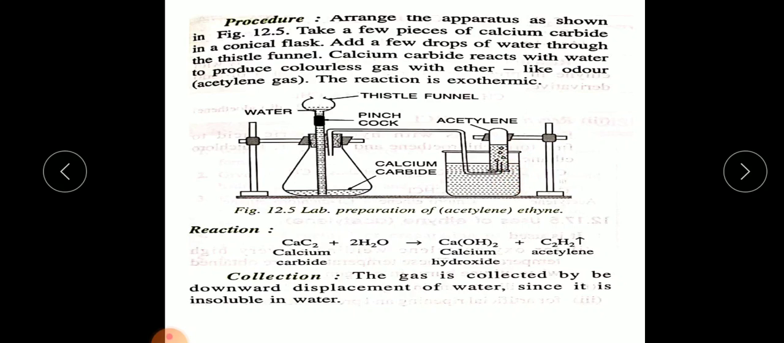Now let us see. Take a few pieces of calcium carbide in a conical flask. So in this conical flask you take a piece of calcium carbide and add a few drops of water through the thistle funnel. So what will happen? Calcium carbide reacts with water to form calcium hydroxide and acetylene gas. It produces a colorless gas with an ether-like odor, acetylene gas. The reaction is exothermic, that means heat is produced. Now this acetylene is passed through this tube, and the gas is collected by the downward displacement of water, since it is insoluble in water. So acetylene gas is collected over here.